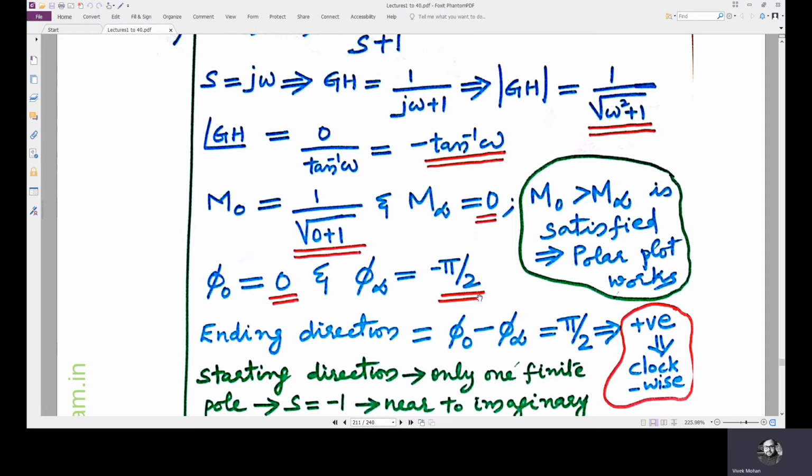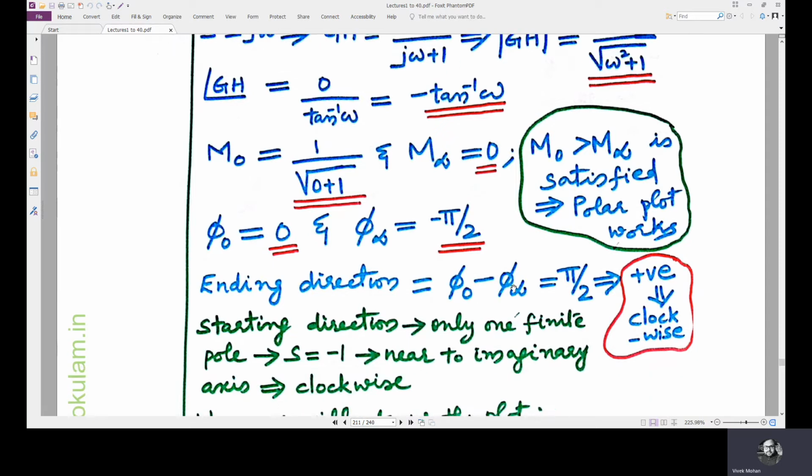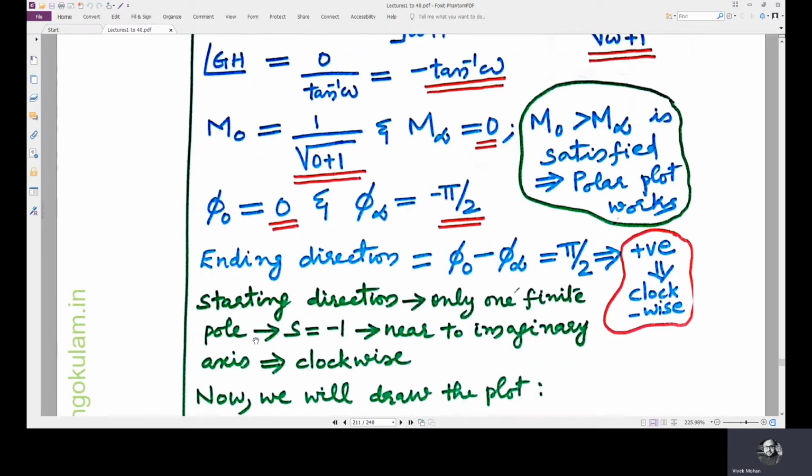Now we move on to the detailed procedure. So what about the ending direction? How will you find the ending direction? You will evaluate phi 0 minus phi infinity. 0 minus pi by 2, which is minus pi by 2, so that is plus pi by 2, which is positive. So clockwise direction. Ending direction is clockwise.